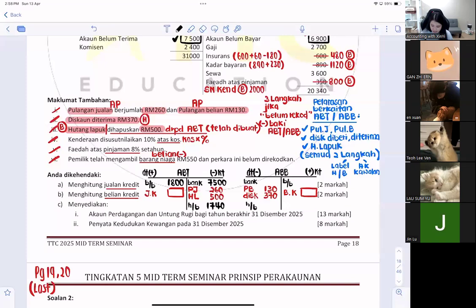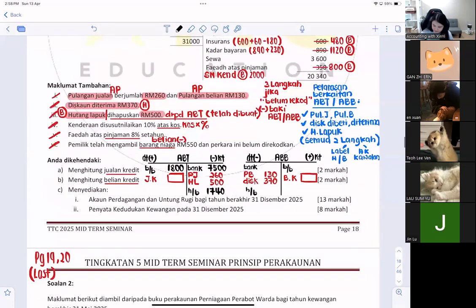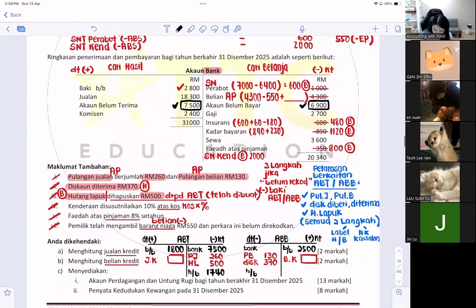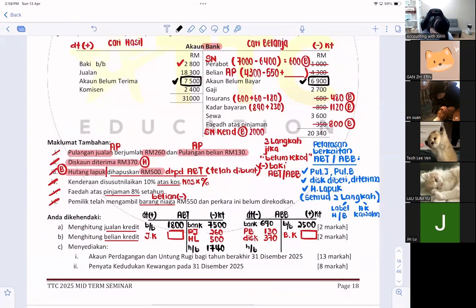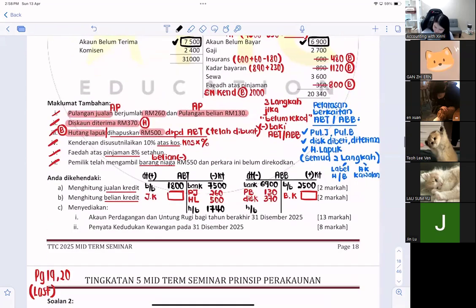Account belum bayar also the same. Number one, Baki BB 2,500. Bank paid to ABB 6,900. Put under bank section. Okay, last one, Baki HP 2,300.